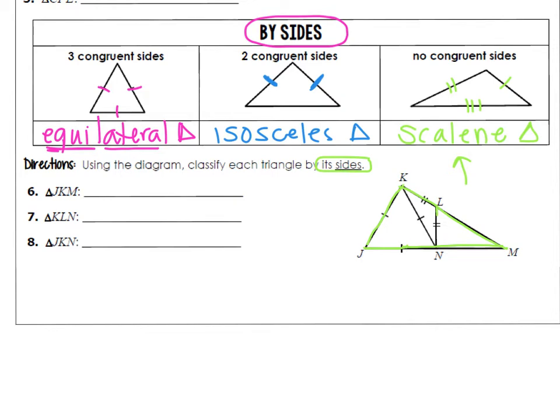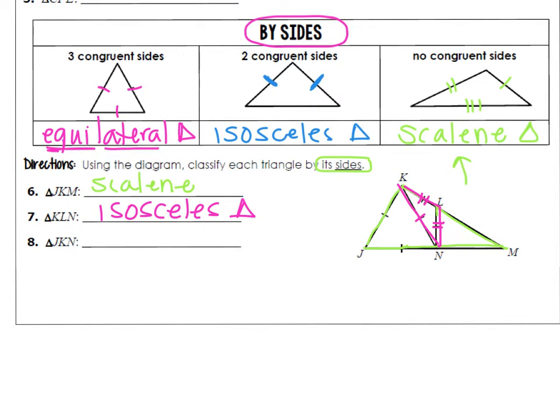None of the side lengths are the same. Number 7, triangle KLN. KLN is right here, and notice that you have 2 hash marks here and here, and 1 hash mark here, so you have a pair of congruent sides. So this would be an isosceles triangle.